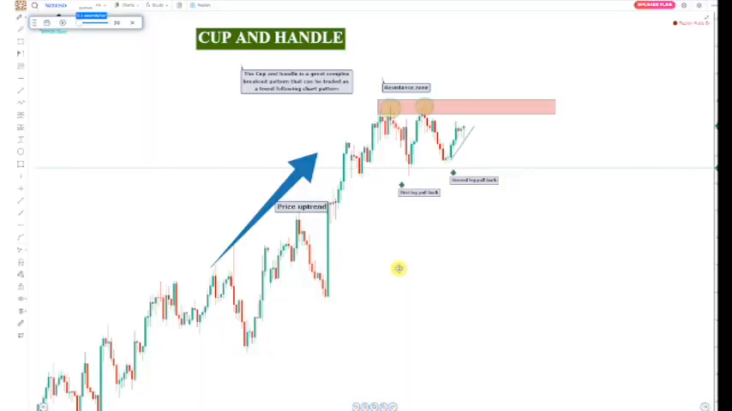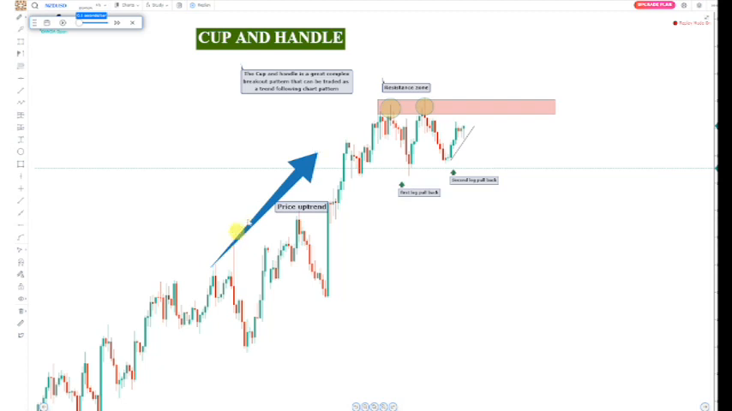So I have two best chart patterns to share with you today. The first one is cup and handle. Cup and handle is a great complex breakout pattern that can be traded as a trend following chart pattern. If you observe the screen, it shows a classic cup and handle forex chart with an ongoing uptrend.